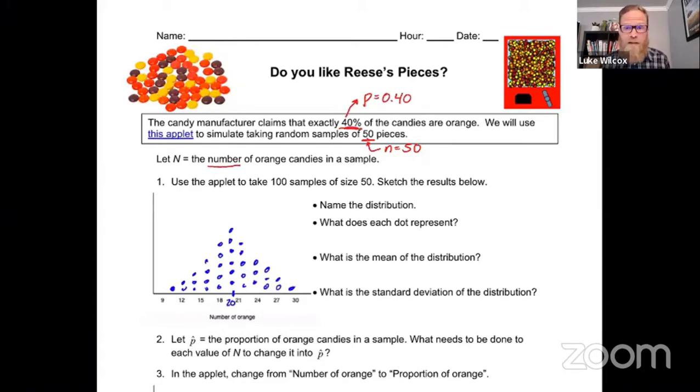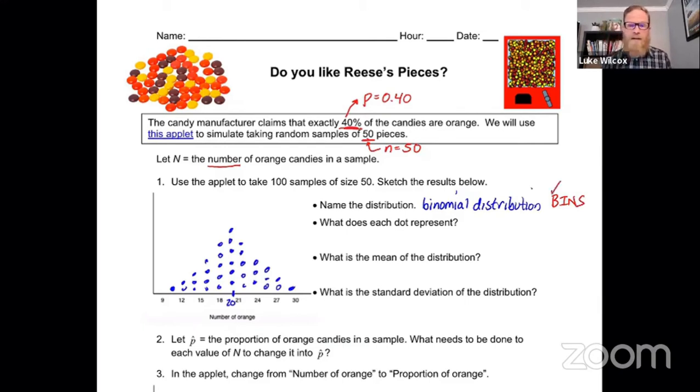The first question to answer here is name the distribution. Well, I'm hoping that this looks very familiar to the lesson that we went over on Tuesday, where we talked about binomial distributions. Sure enough, this is in fact a binomial distribution. And just as a quick review, to make sure that this is a binomial distribution, there are 4 conditions that need to be checked. We remember that with the acronym BINS. B stands for binary. So each trial is a success or failure. In this case, a success is orange and a failure is not orange.